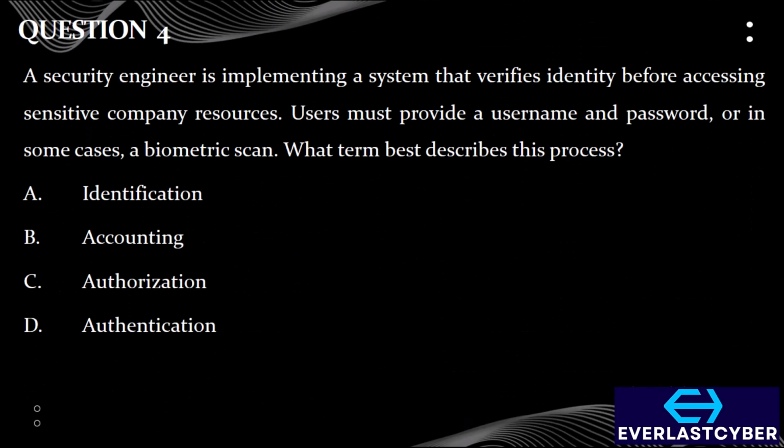Question 4. A security engineer is implementing a system that verifies identity before accessing sensitive company resources. Users must provide a username and password, or in some cases, a biometric scan. What term best describes this process? A. Identification. B. Accounting. C. Authorization. D. Authentication.